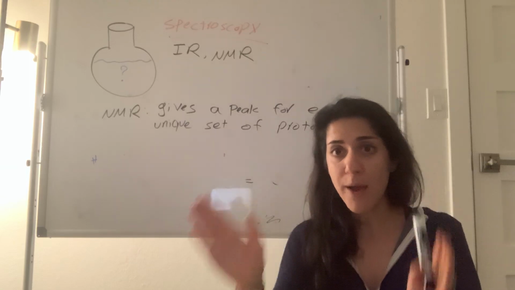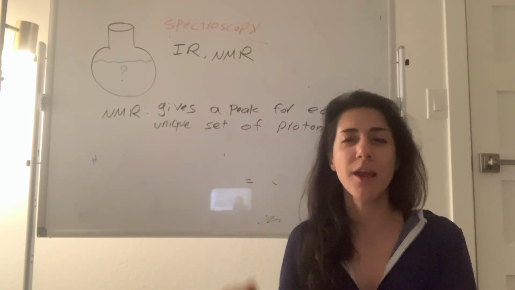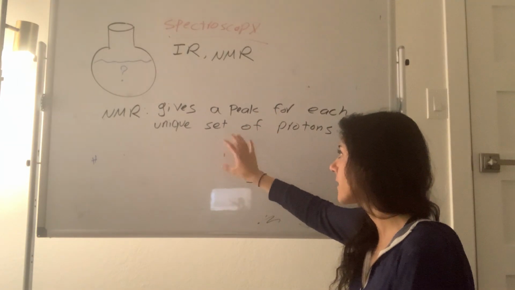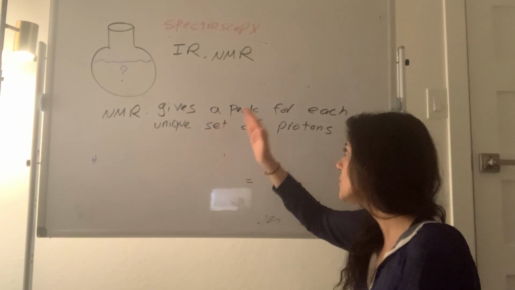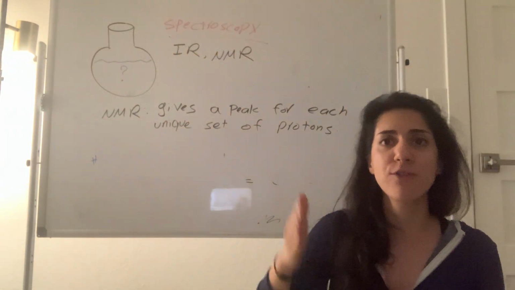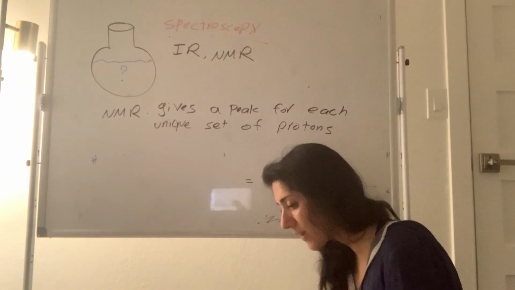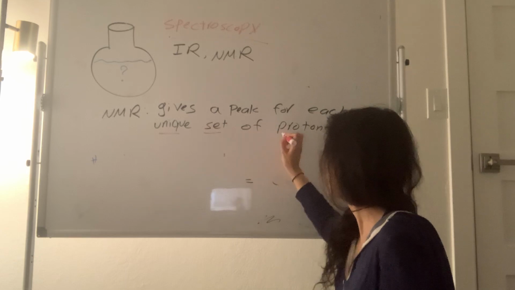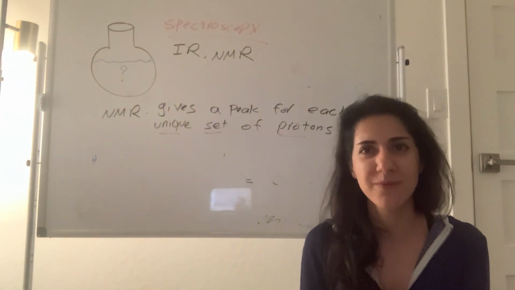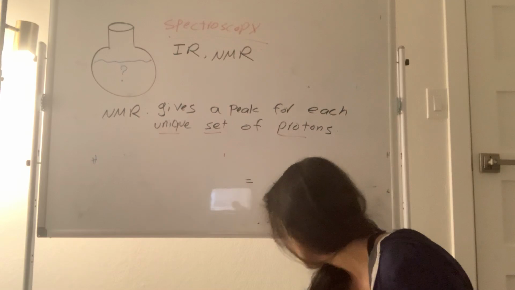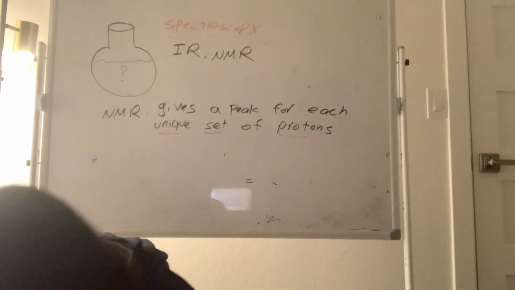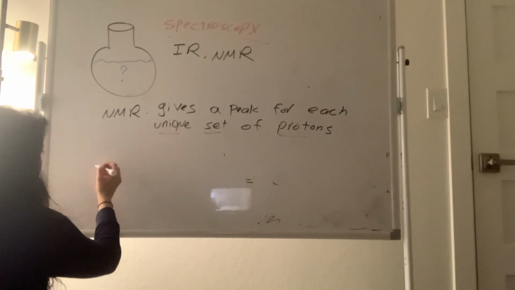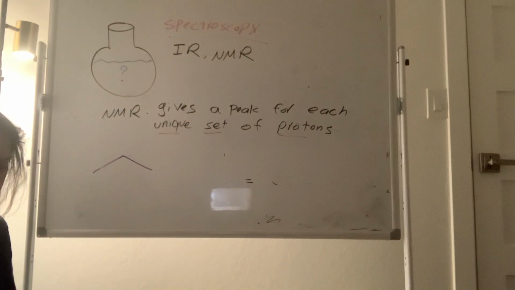Like I said before, I will go over what NMR is exactly later, but before we get into that, I want to go over the fact that NMR gives you a peak for each unique set of protons. And we're going to go over what this means. What does it mean that I'm going to get a peak for each unique set of protons? So far, so good? Okay. Now, let's go over what that means. Here is our first practice problem, and I'm going to show you by doing a lot of practice problems.